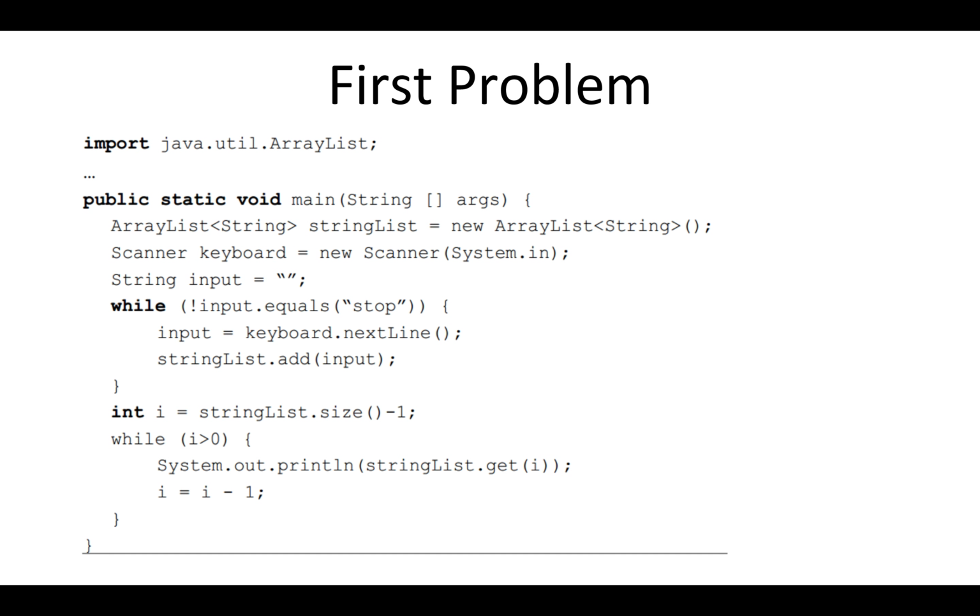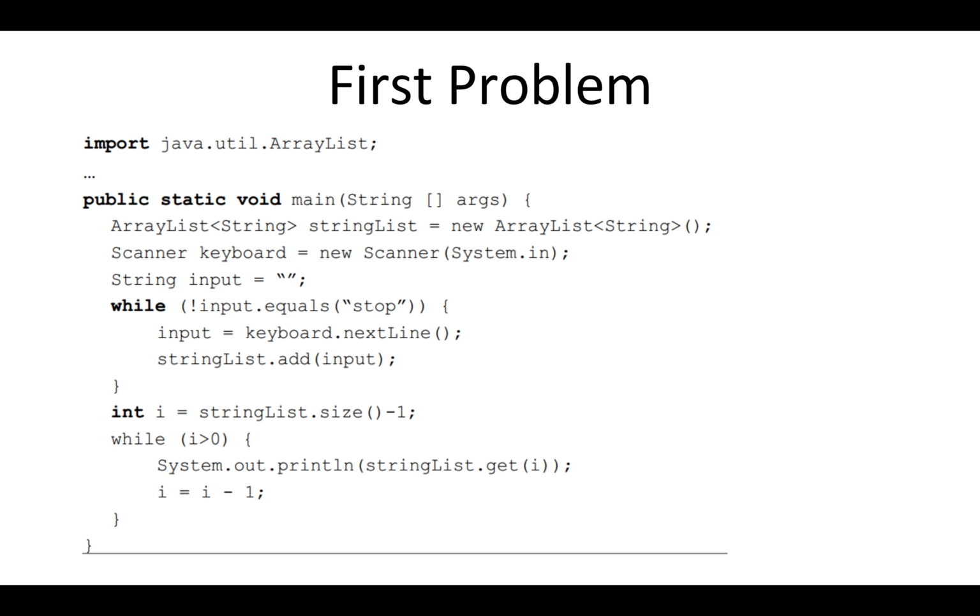Then we have our main method, and inside of it we create an array list, stringList, and we create a scanner object, keyboard. Then we have my input text, and I say, while my input is not equal to stop, keep taking in input from the user. Taking in that input, add it to my array list stringList, where I'm keeping track of all of the inputs from the user.